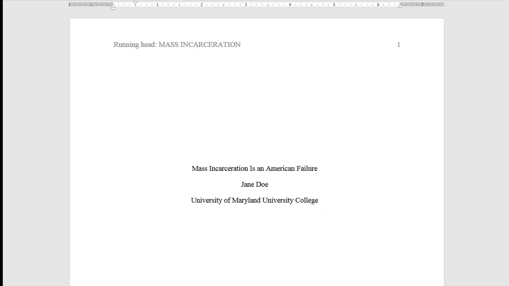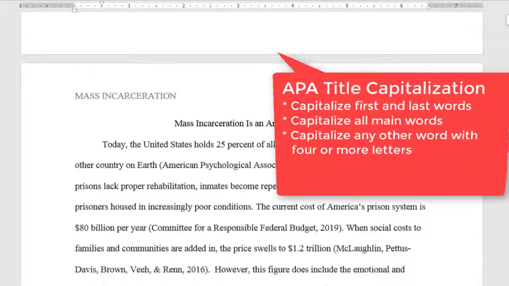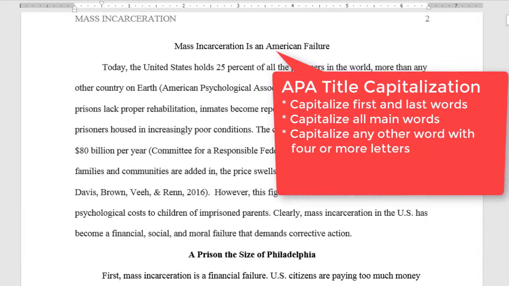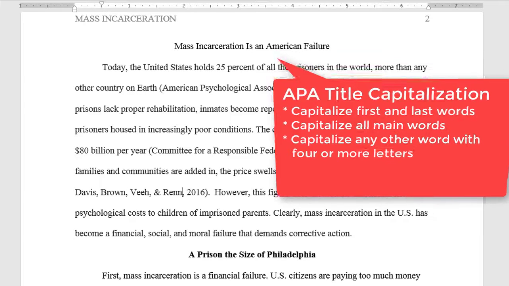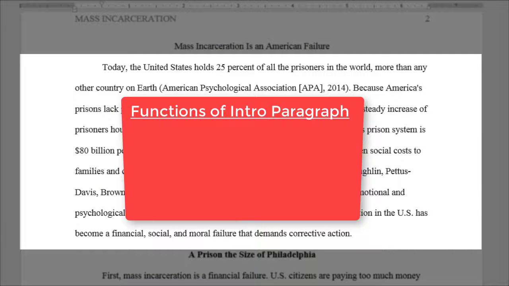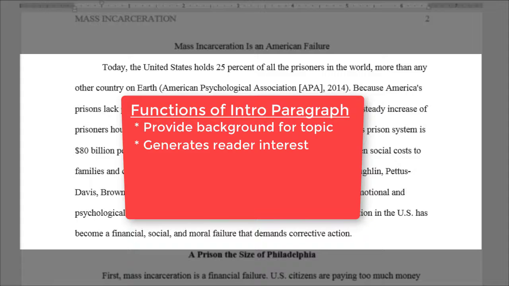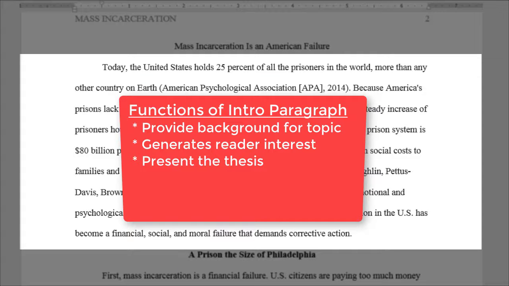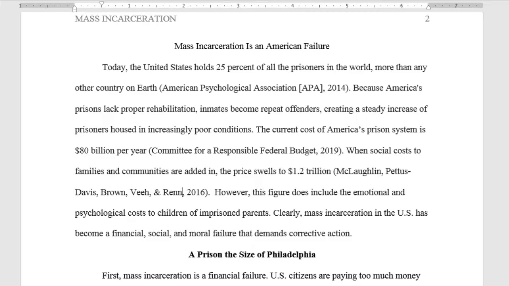Okay, let's review this research-supported essay done in APA style. After the title, Mass Incarceration is an American Failure, comes the introduction paragraph, which serves several functions. First, it provides background context for the topic and generates reader interest. But the primary goal of the introduction paragraph is to present the thesis, which should come at or near the end of the paragraph. Jane begins.